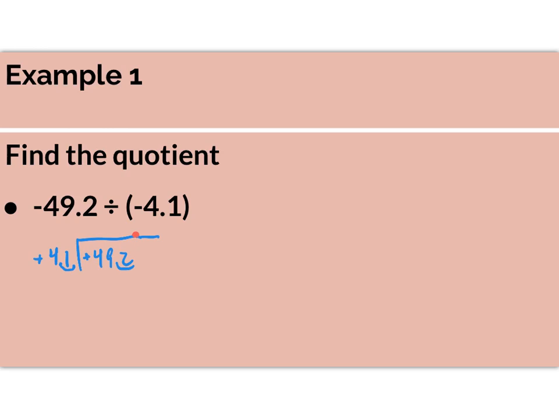So 41 goes into 49 once. 41, subtracting, we get 82. Let's try 2 and 82. Oh, look at that. It terminates. So 49.2 divided by 4.1 is 12.